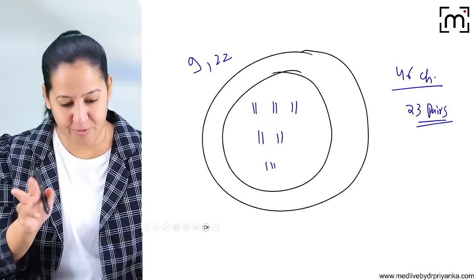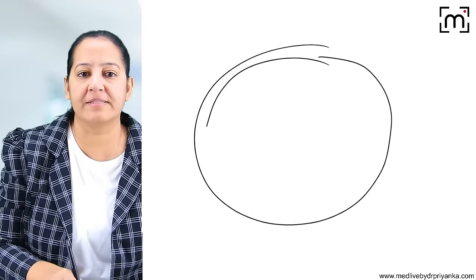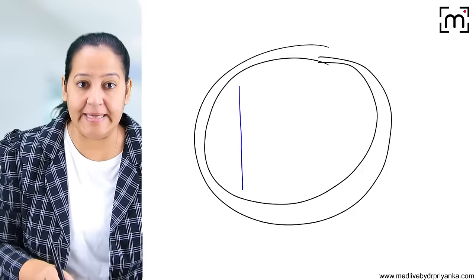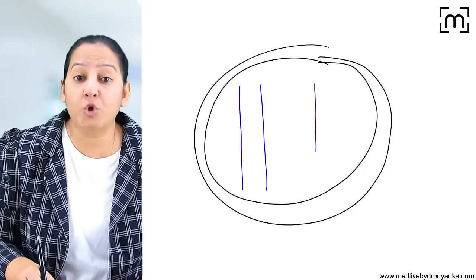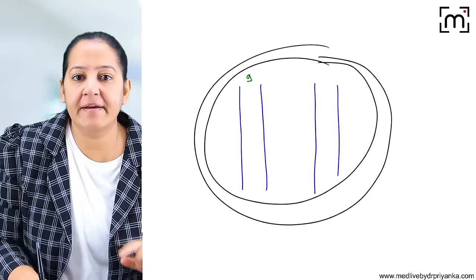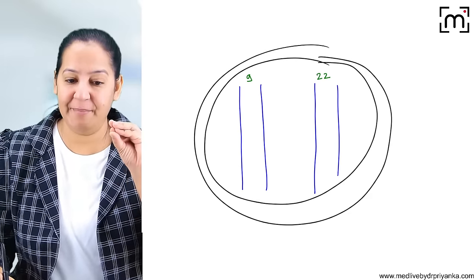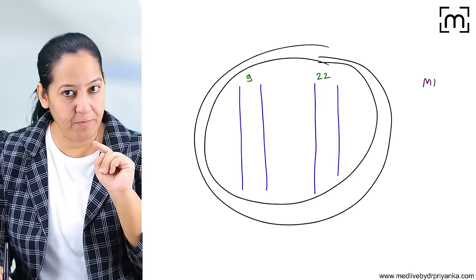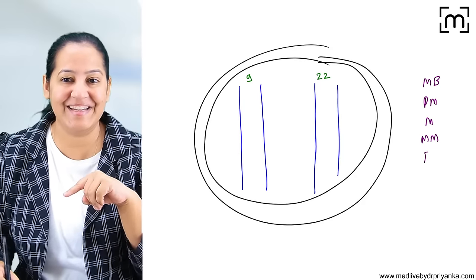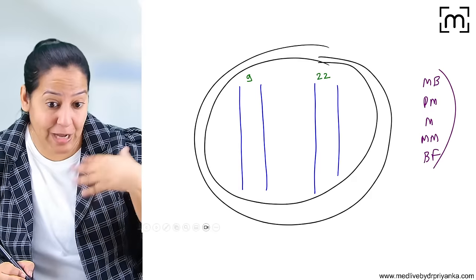So on the next page, I'm drawing two pairs. Let's draw the nucleus of the cell. Inside the nucleus, I'm drawing only two pairs: this is pair number 9 and this is pair number 22. You will say, ma'am, which cell is it? It can be myeloblast, promyelocyte, myelocyte, metamyelocyte, or band form. The mutation is occurring in all five precursors of the myeloid series.